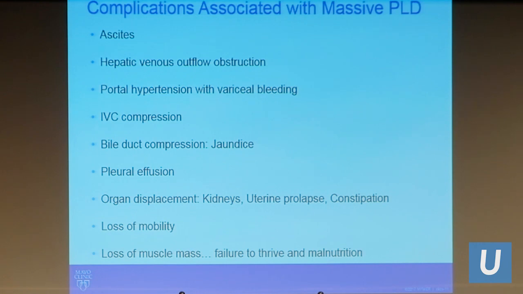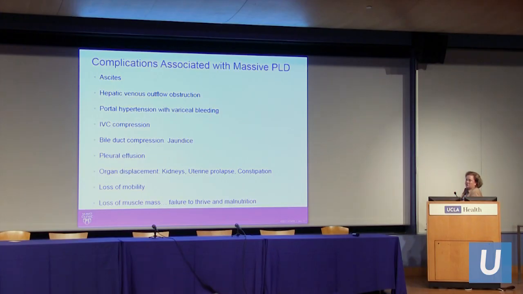Now, people with massive disease that come to us for more definitive treatment options get desperate because they develop ascites. They can get compression of their hepatic vein, leading to outflow obstruction, which needs specific surgical intervention by a surgeon experienced in this type of surgery. There can be portal hypertension and bleeding from varices. Inferior vena cava compression can also be a factor that has to be taken into account before going ahead with a liver surgical intervention, because the inferior vena cava may need to be stented. You can get patients with jaundice, pleural effusions, and then displacement of the organs.